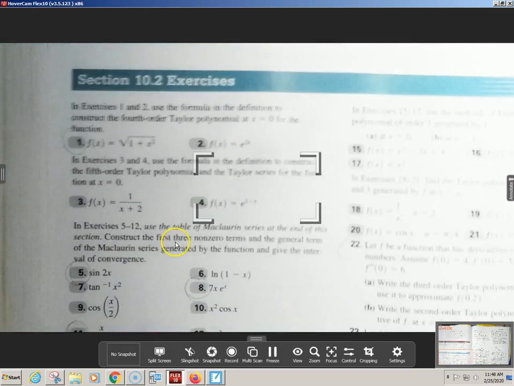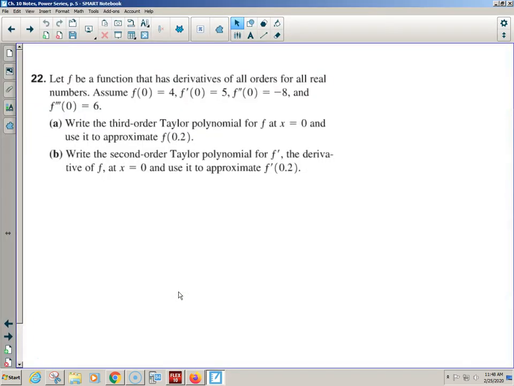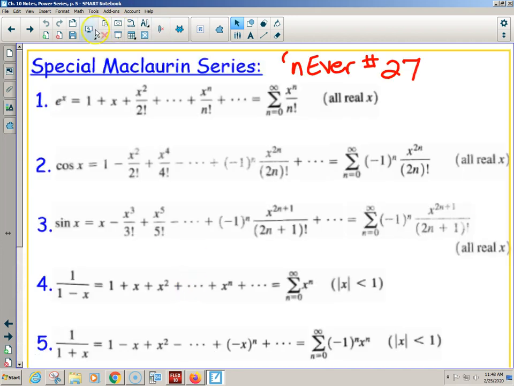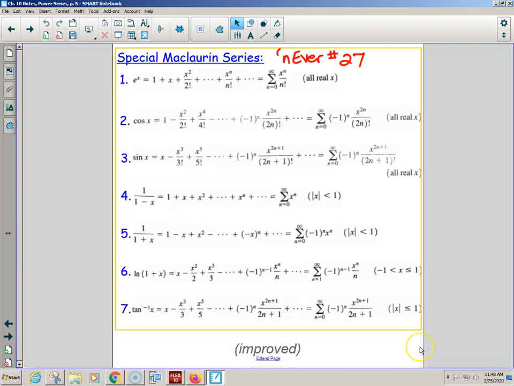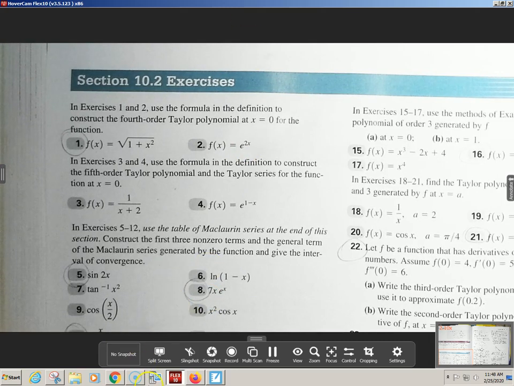Is that one of those nice memorized ones? Because we have this nice forever card, and they're ones that we can memorize and do quicker. But does it match up with any of these? No. Is it a derivative or an integral of one of these? No. So what's the other way of doing it? Take derivatives? But how many derivatives?